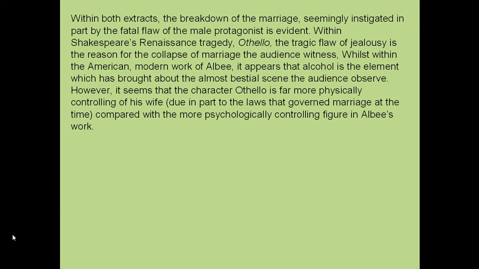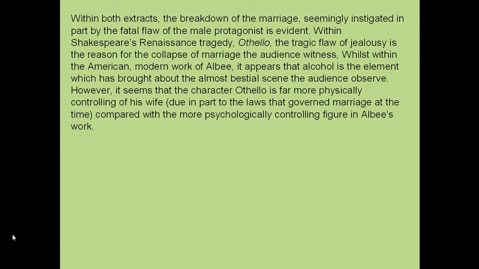So, I'm choosing two texts which aren't actually prose texts, but the method you're using will be exactly the same. Within both extracts, the breakdown of the marriage, seemingly instigated in part by the fatal flaw of the male protagonist, is evident. Within Shakespeare's Renaissance tragedy Othello, the tragic flaw of jealousy is the reason for the collapse of the marriage the audience witness, whilst within the American modern work of Albee, it appears that alcohol is the element which has brought about the most bestial scene the audience observe.